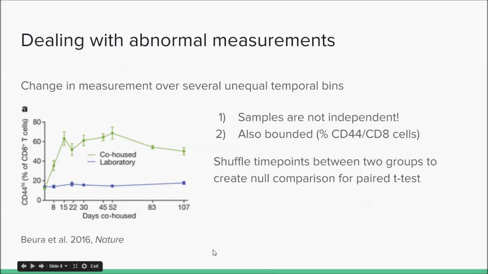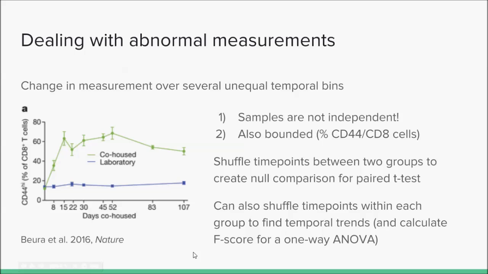And as we talked about before in the previous lecture, the t-statistic actually doesn't depend on any assumptions of normality, it's just the distribution which does. So doing a paired t-test in this way would still be perfectly valid. You also could do something else in which you shuffle the time points within each group. So let's say just for the blue group, you shuffle between time points in day 107 and time points in day 22, for example. And that would help you to find any temporal trends that happen across this group.